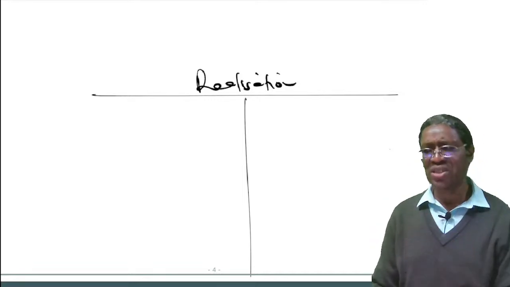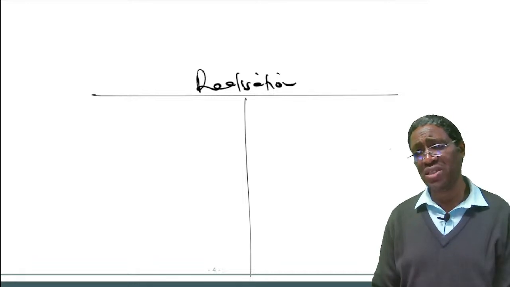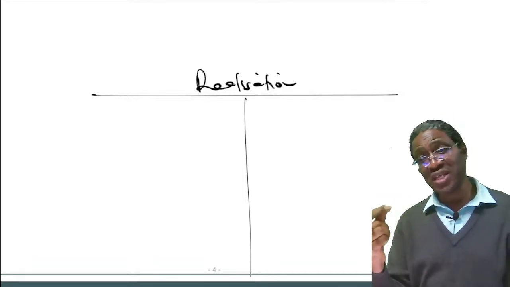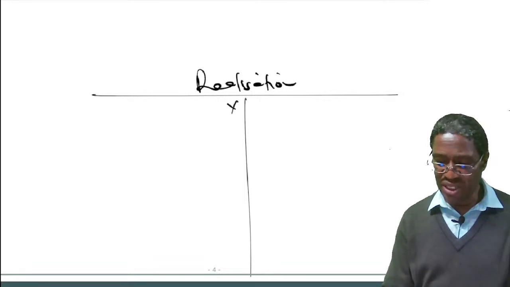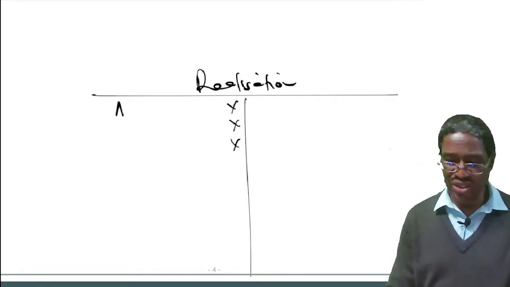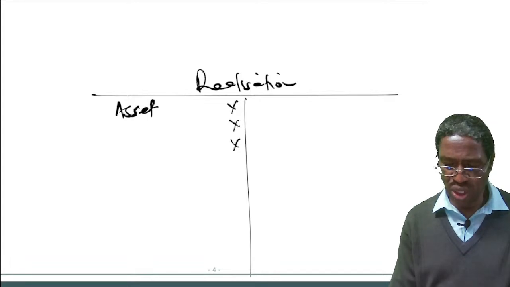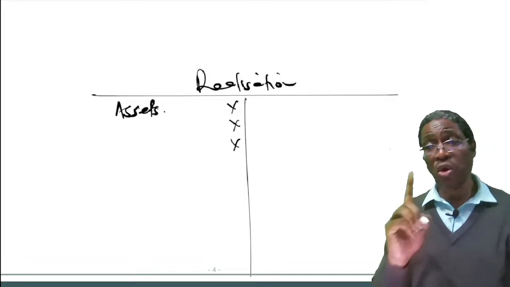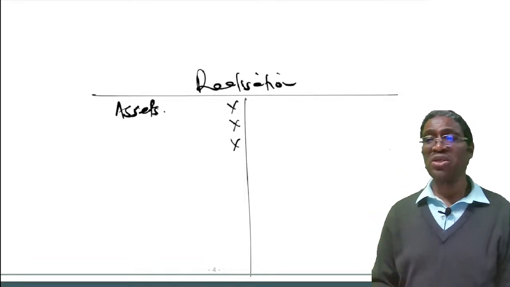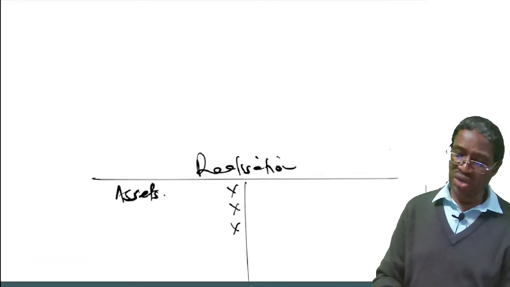We know assets are always a debit balance, and therefore to close them, you will credit the assets and you will debit realization. That's our step number one, which says close all assets taken over at their book values to the realization account. That's step number one.